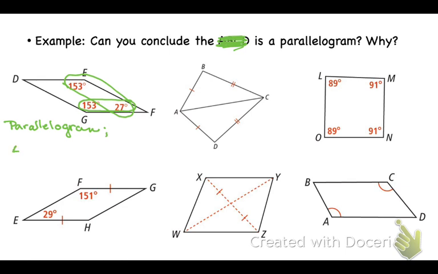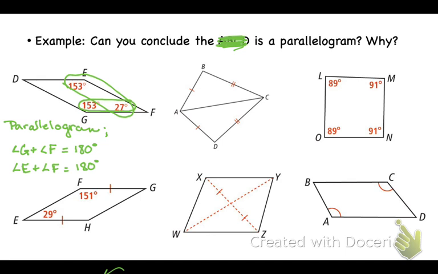Because angle G plus angle F equals 180 and angle E plus angle F equals 180. So you have to have two reasonings. You can't just, I mean, they can be the same, but yes, they're two different reasons. Okay, the next one.